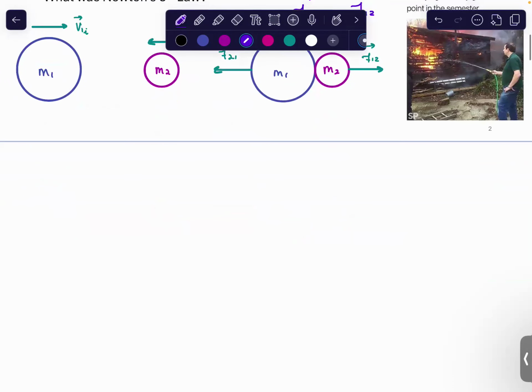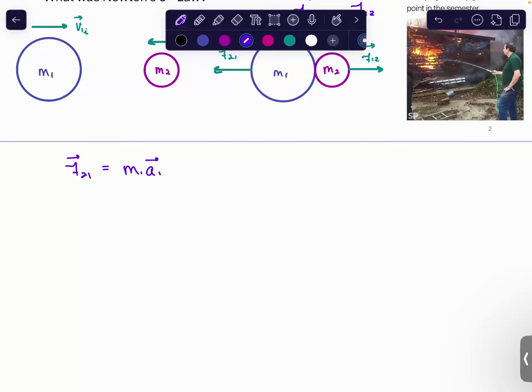Okay, so we can start with Newton's second law. How did I know to equate mass one and acceleration one with F21? F21 is again the force of two applied to one. So this is really the force that's acting on mass one. That's the force that mass two applies to mass one.